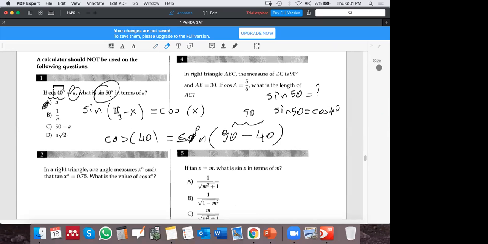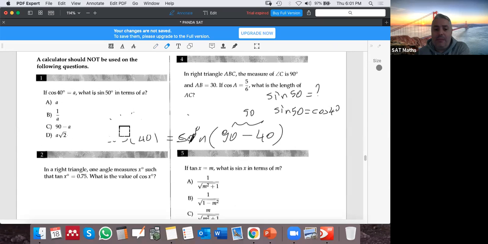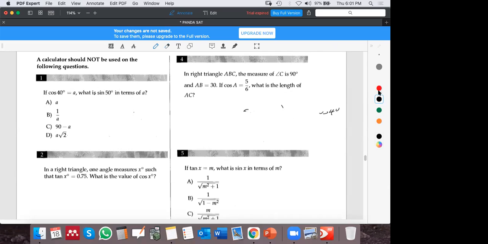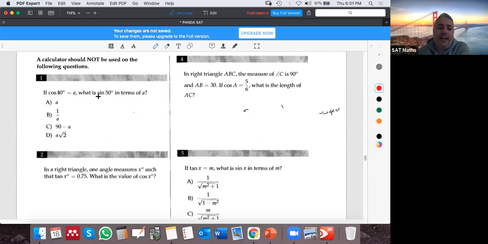Mister, don't they want 50 or they want A? Let me clean and do it again. Now, I am solving again. The question is find sine of 50. So I am writing sine of 50 is equal to cosine of 40. Do we agree on this or not?